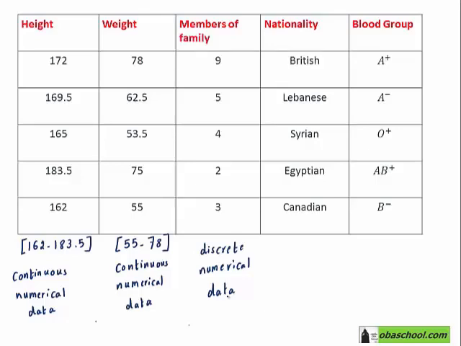Now moving on to the nationality, we have British, Lebanese, Syrian, Egyptian, and Canadian. Well, when it comes to the members of the family, it was numbers, but when it comes to nationality, it is not numbers. It is qualitative data, categorical data. So for the nationality, we say categorical data. Finally, moving on to the blood group, it is also categorical data since they are represented by blood types and not numbers.